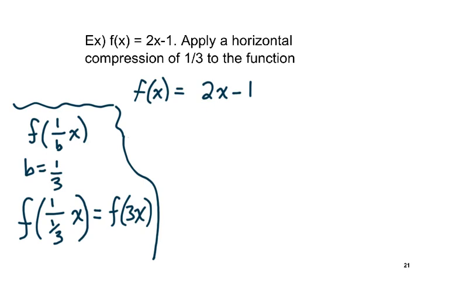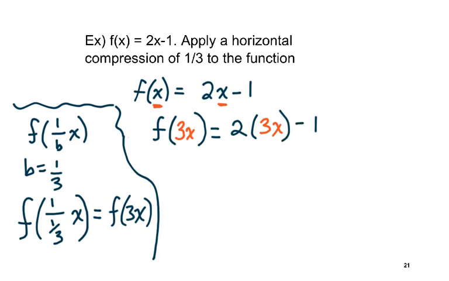So what that means is everywhere where there's an x value in here, we're going to replace that with 3x. So f of 3x is going to equal 2 times 3x minus 1. Now we just have to clean it up a little bit. I always like to name my new functions, so let's just call it h of x.